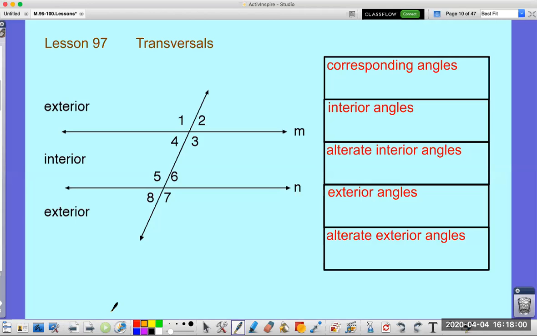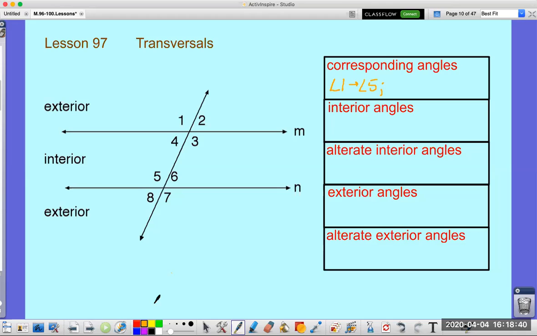Okay. So looking at this again, what are our corresponding angles? Why don't we list the corresponding angles? Technically, if you're writing it, you're going to name each one of these angles with this symbol. If you're typing your answer, you might want to type the word angle. So what are the corresponding angles in this case? Well, it would be angle 1 corresponds to angle 5.